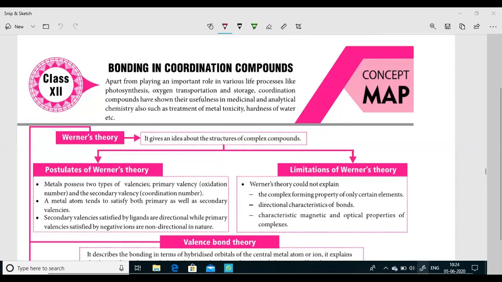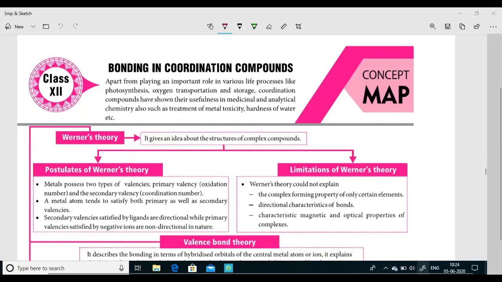Okay, fine. So let us discuss coordination compounds. In today's class we will discuss coordination compounds and we will do some objective questions. So, bonding in coordination compounds.